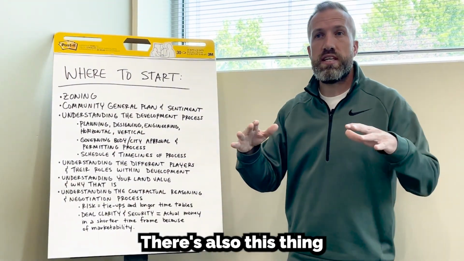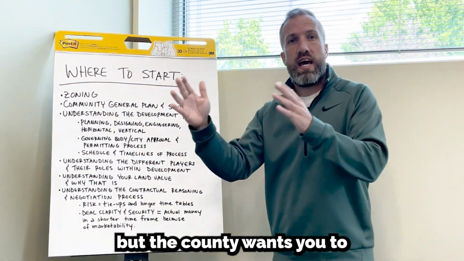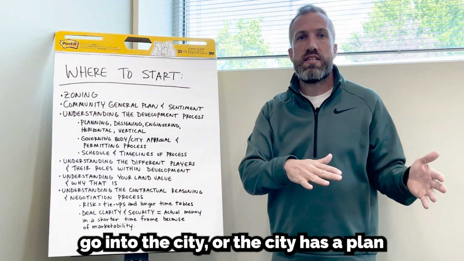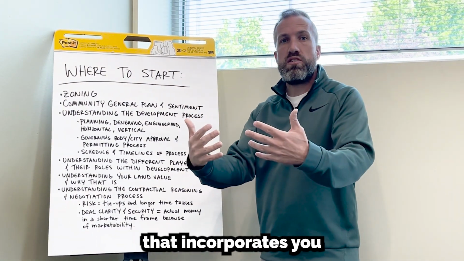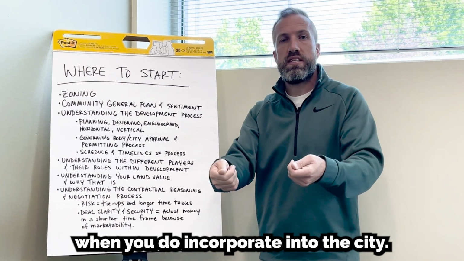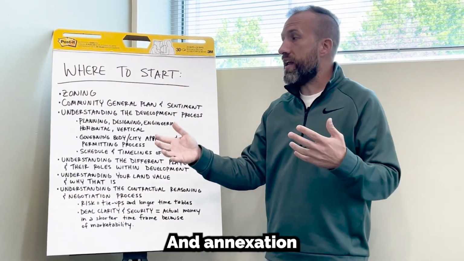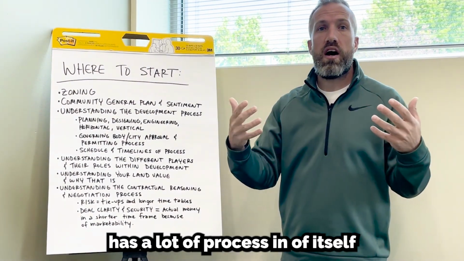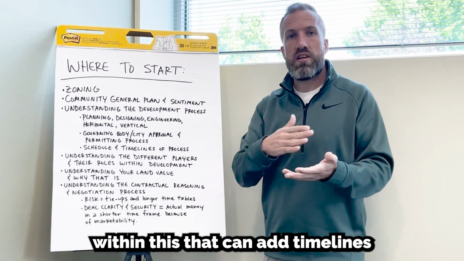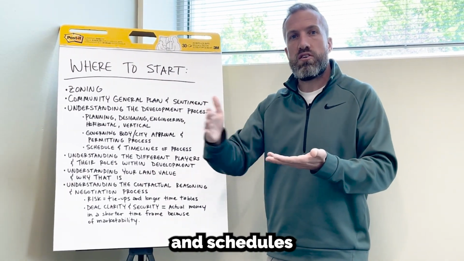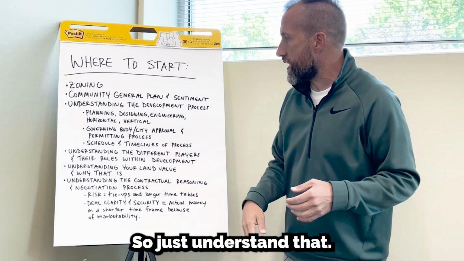There's also this thing where you're just outside the city and you're in the county, but the county wants you to go into the city, or the city has a plan that incorporates you when you do incorporate into the city, and that's called an annexation plan. And annexation has a process in and of itself that can add timelines and schedules to stretch or delay things. So just understand that.